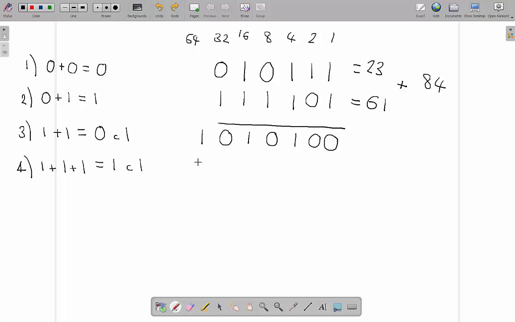Let's have a look down here. We've got 64 plus 16, which is 80, and a 4. So we've got 84. So it works. And that is all you need to know.